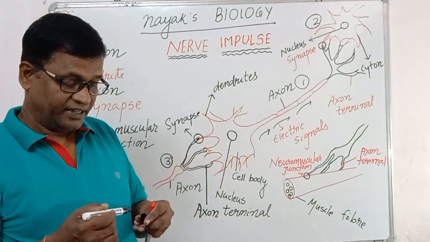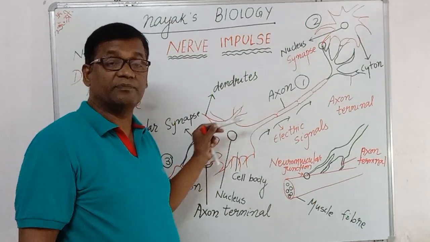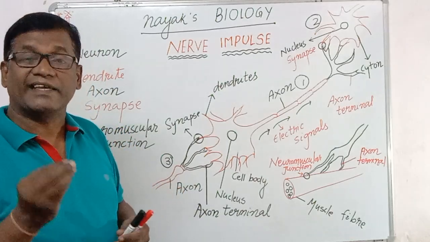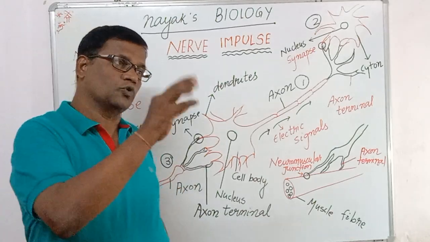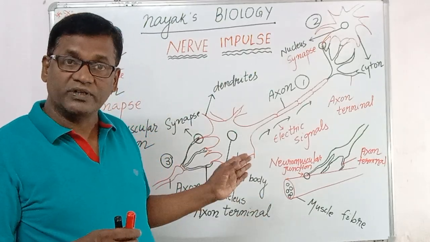Now we will read about the information. What type of information is it, and how does the information move here? This information is like a wave. If you take a stone and throw it in a pond, waves come out. The same concept is working here. How is it working here?